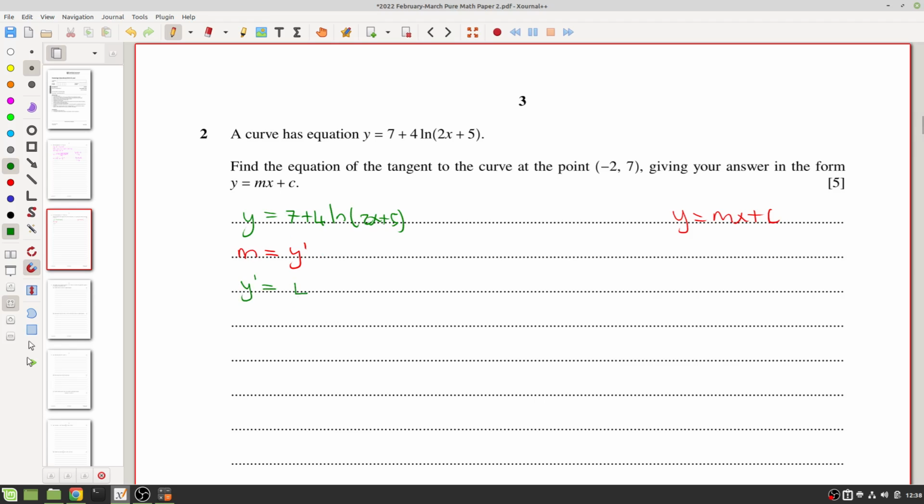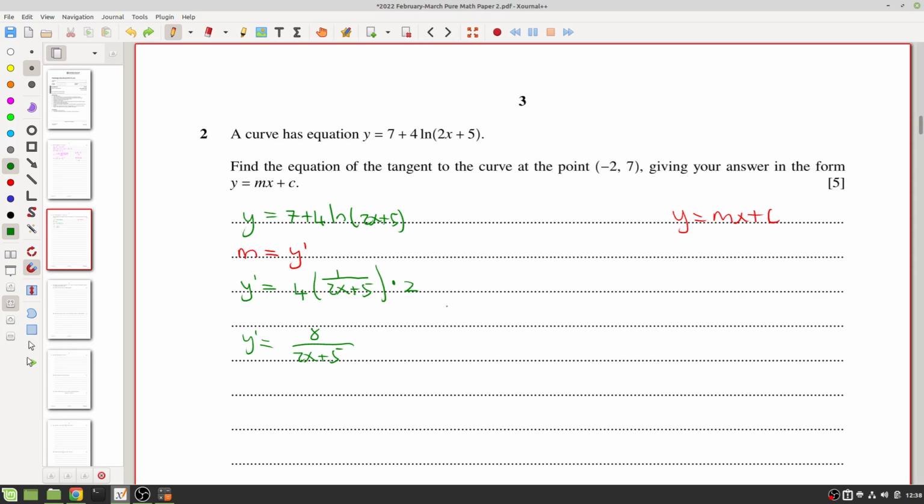And then we've got plus 4. Differentiating ln gives us 1 over that function, 2x plus 5, multiplied by the derivative of this function. So the derivative of 2x plus 5 is 2. So let's simplify that a bit further. So the derivative, 4 times 2 is 8. So that's 8 over 2x plus 5. All right, but now we want the gradient when x is negative 2.